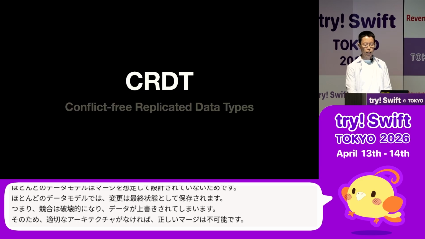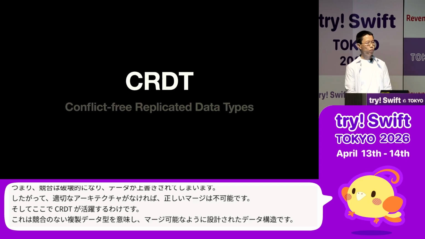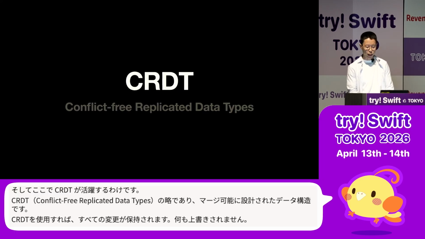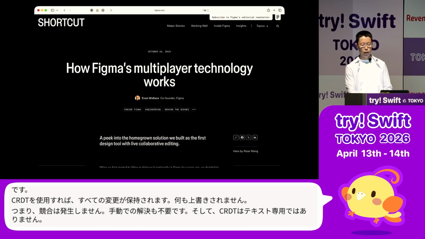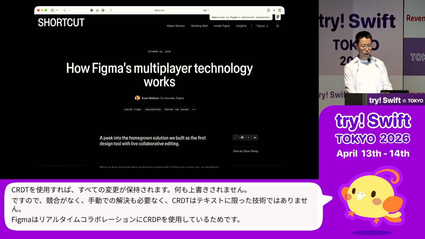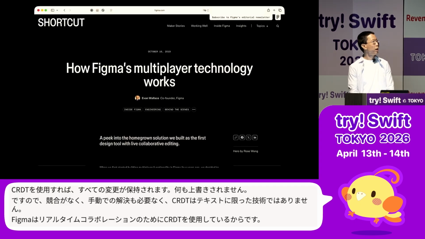And that's where CRDT comes in. It stands for conflict-free replicated data types, and it is a data structure designed to be mergeable. With CRDT, every change is preserved. Nothing gets overwritten. So there's no conflict, there's no manual resolution. And CRDT is not just for text, because Figma uses CRDT for real-time collaboration. You may have seen this article where Figma talks about how multiple users can edit the same canvas at the same time thanks to their implementation of CRDT.